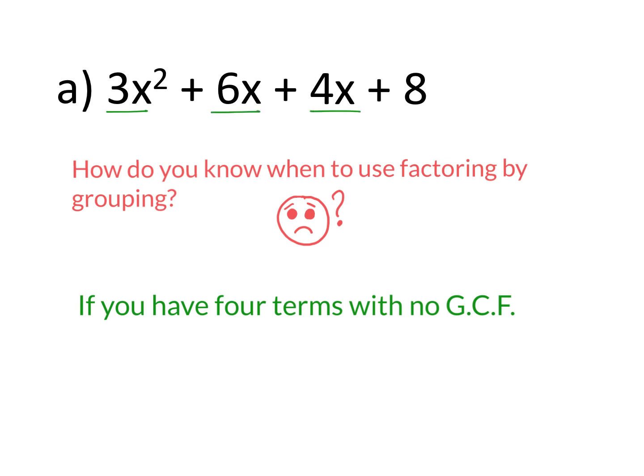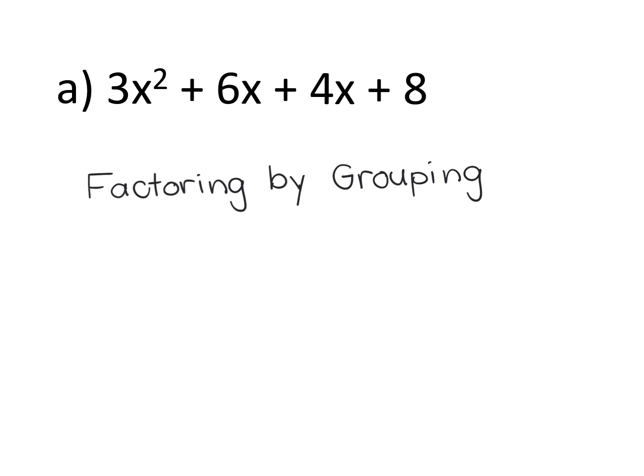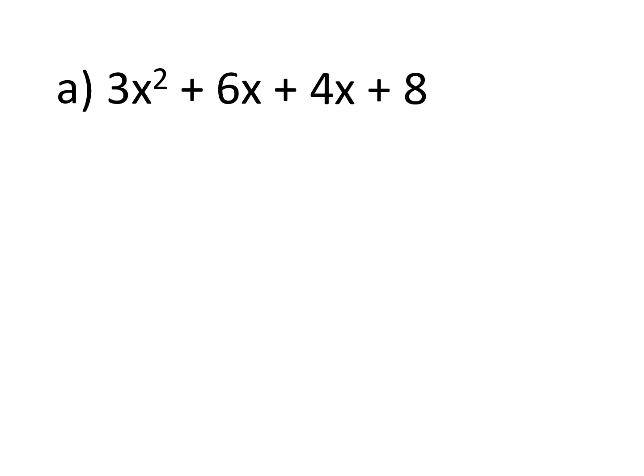Now let's look at our examples. We have 4 terms right here. And let's look at the coefficients. We've got 3, 6, 4, and 8. Now, there's no common factor other than 1. So really, there's no greatest common factor other than 1. So in this case, you would use factoring by grouping. Now that we know that, let's get on to factoring.